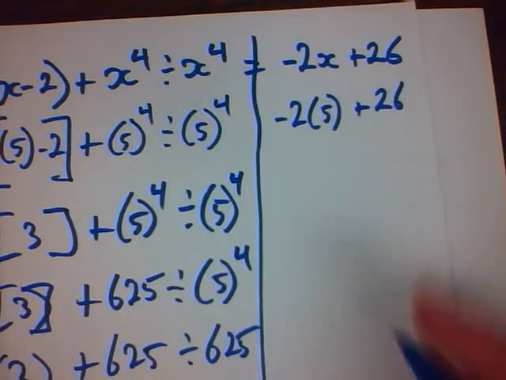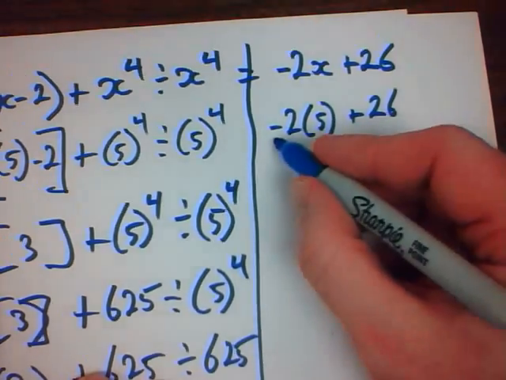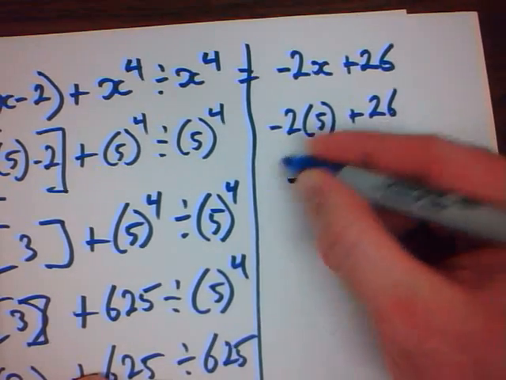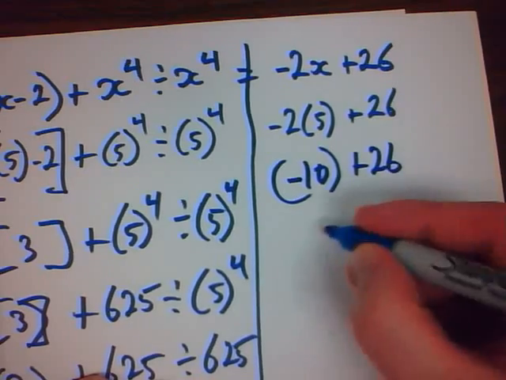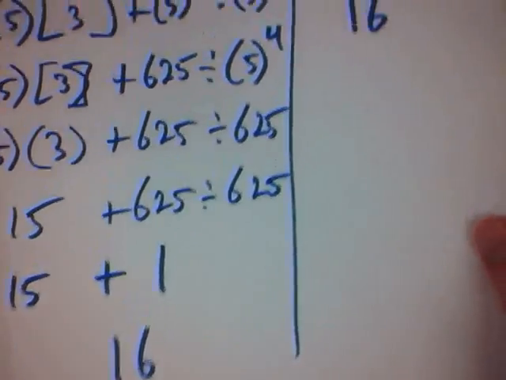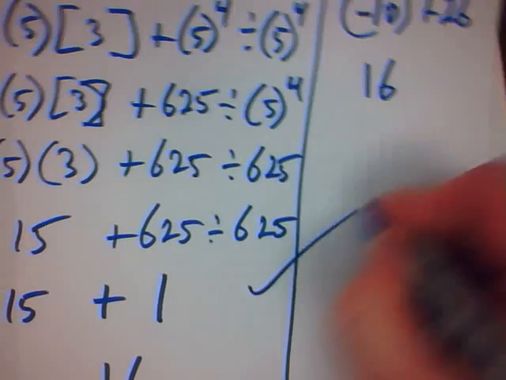Let's go back over here and finish this side. Negative 2 times 5 gives me negative 10 plus 26. Negative 10 plus 26 gives me 16. Look, those are equal. I probably did the question correctly.